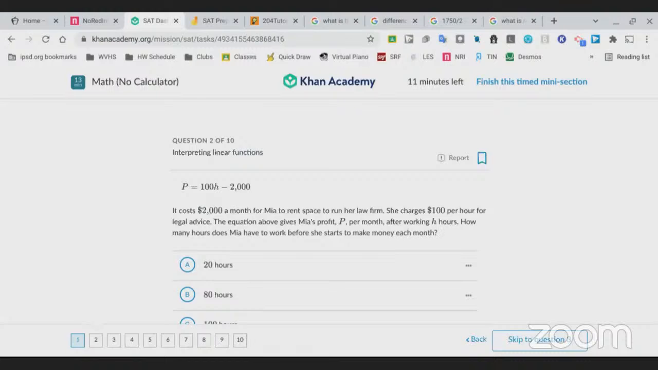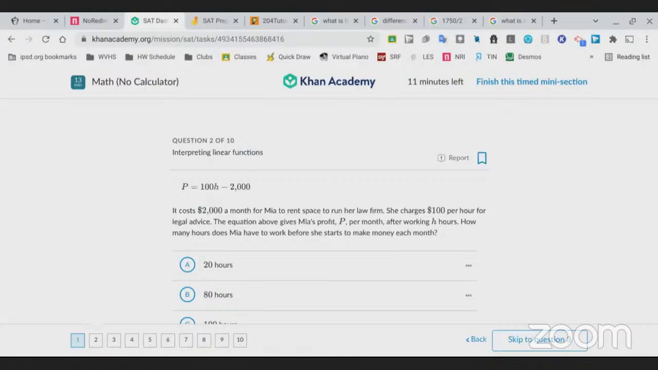I guess this is kind of just a standard substitution question. And what are you going to plug in? I'm going to plug in how many hours Mia has to work before she starts to make money each month. Well, we're going to plug something in for P. This is probably wrong, but 2001.